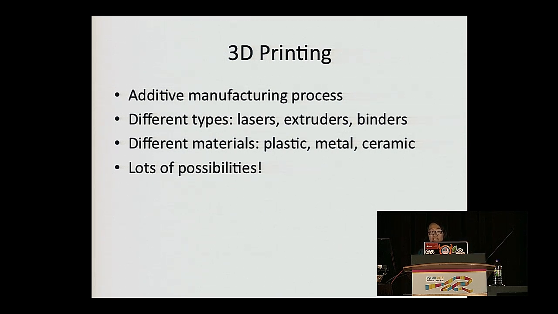There's a lot of different kinds of 3D printers out there. They use different technologies like lasers, extruders, which are squeezing material through a little nozzle, and binders, which sort of use a glue-like material to bind particles together. You can 3D print in a lot of different materials, like plastic, metal, and even ceramic. There's lots of possibilities. It's really good for rapidly prototyping objects or making very custom objects.